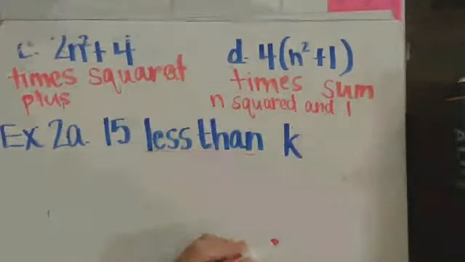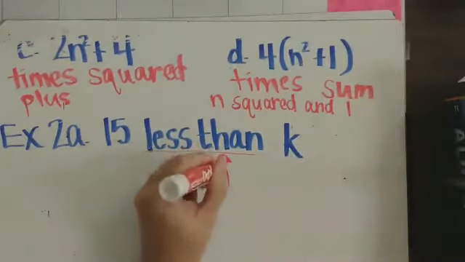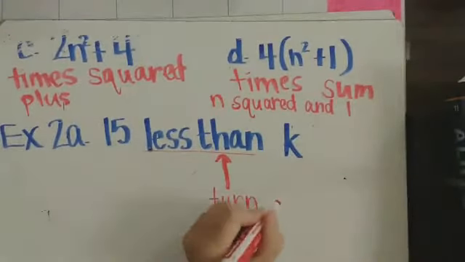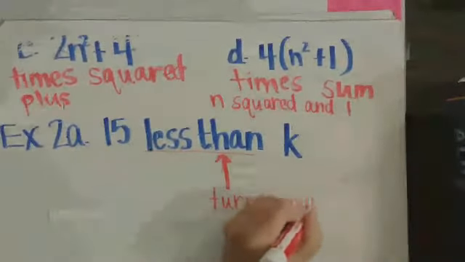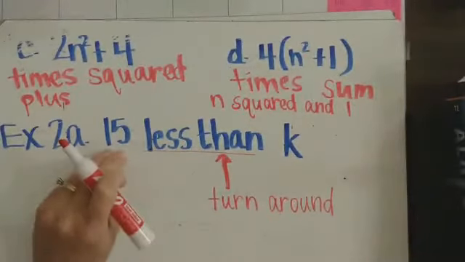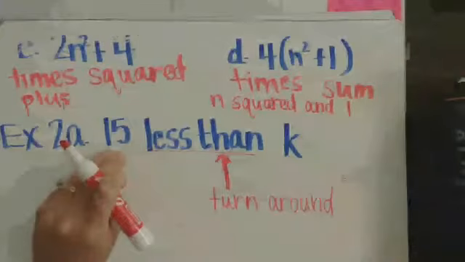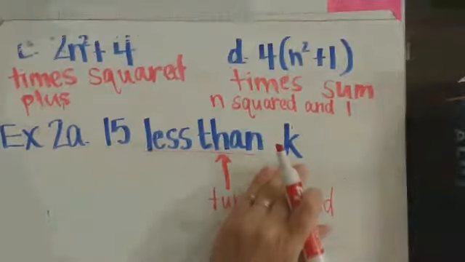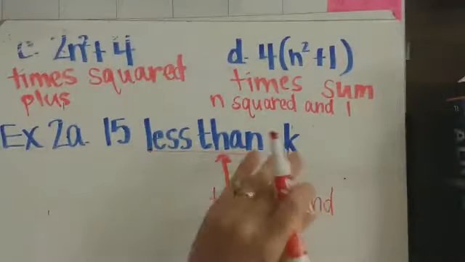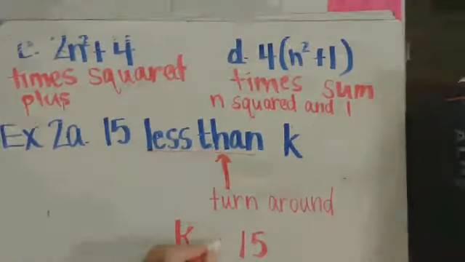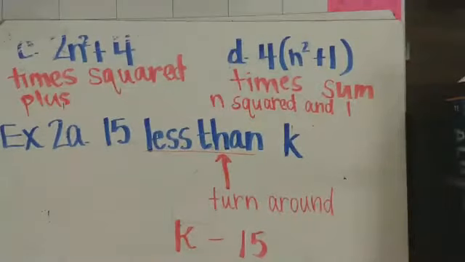You will want to be careful on this one because anytime you see than, it's going to turn things around. You might know this as a turnaround word. That means that whatever is before less than, when you write it algebraically, it now goes at the end. And whatever is after less than, when you write it algebraically, it goes at the front. And we know less means subtraction, so we have k minus 15 to represent 15 less than k.